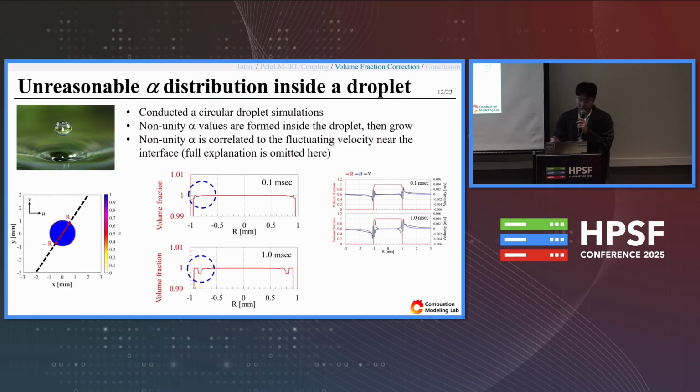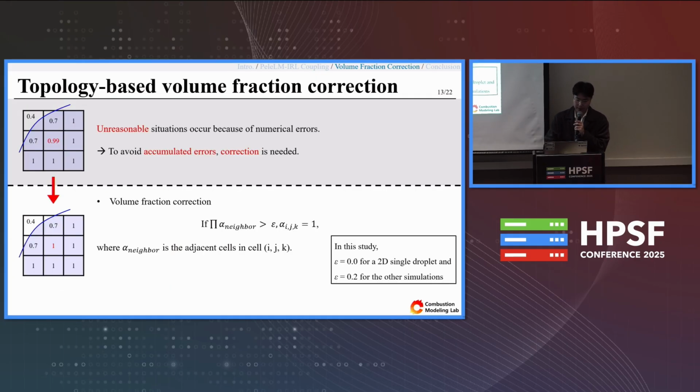We think that this is because of fluctuating velocity near the interfaces, but the exact explanation needs to be further studied. To avoid these unreasonable errors, a correction is needed. So the topology-based volume fraction correction is introduced, as in these equations.